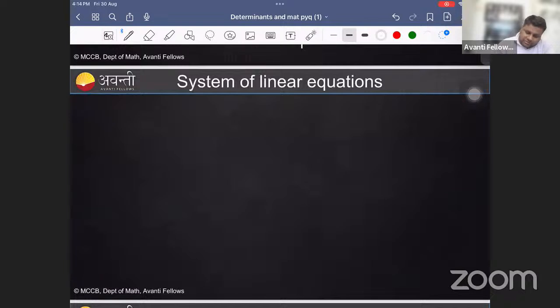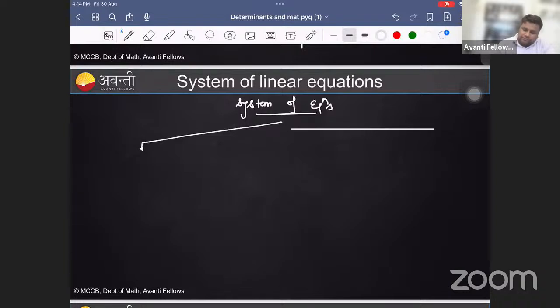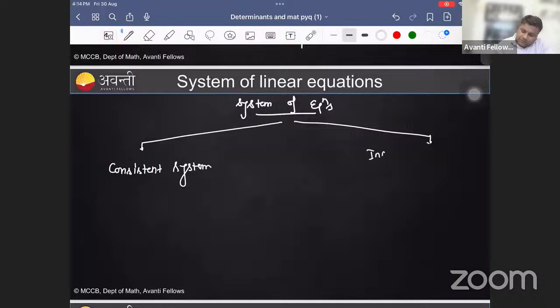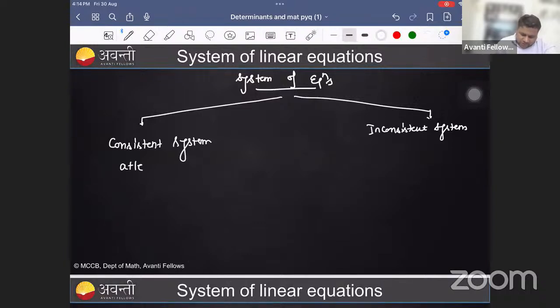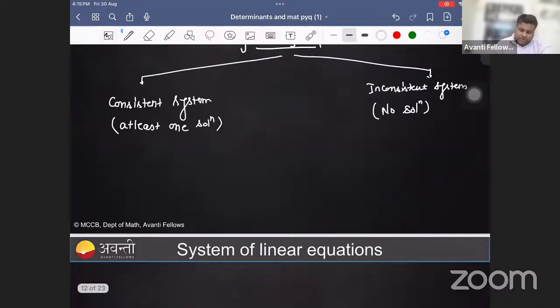Now say we have a system of equations. Now I will tell you about the system. This system is called a consistent system or an inconsistent system. Consistent means at least one solution. Inconsistent means no solution. Now, at least one again covers two varieties, exactly one solution.